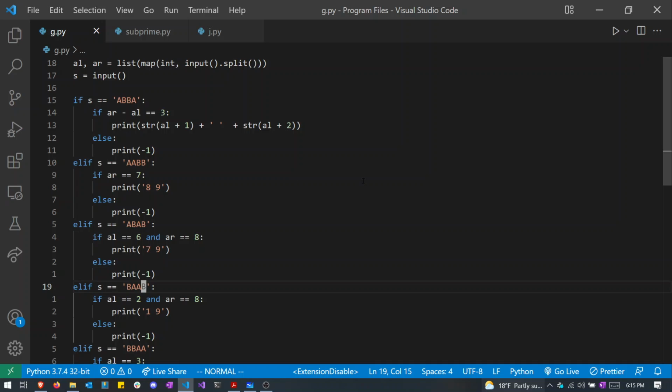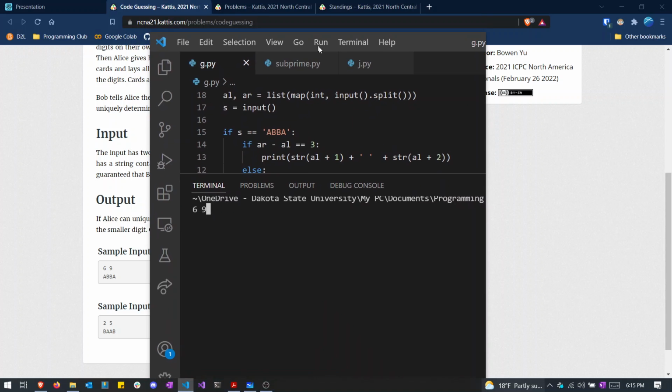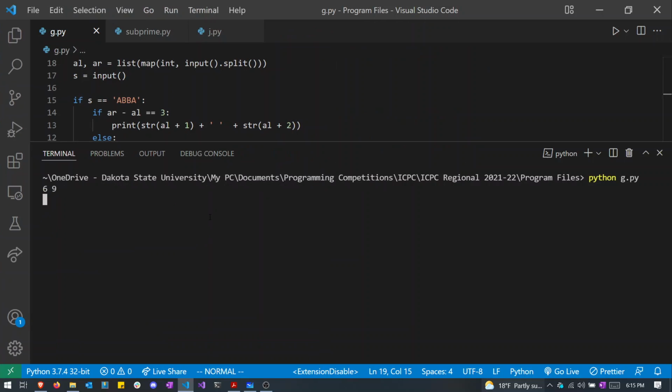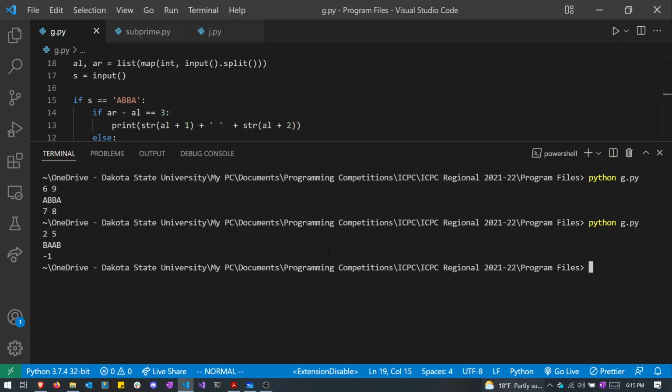So we can run a sample here. 6 and 9 was the example here, and then ABBA. Nice, it's right. The output is 7 and 8, 2 and 5, BAB, -1. And I can do other examples, but I don't want to try and do math in my head really fast and make myself look like an idiot for getting the wrong expectation. But you kind of get the picture there.